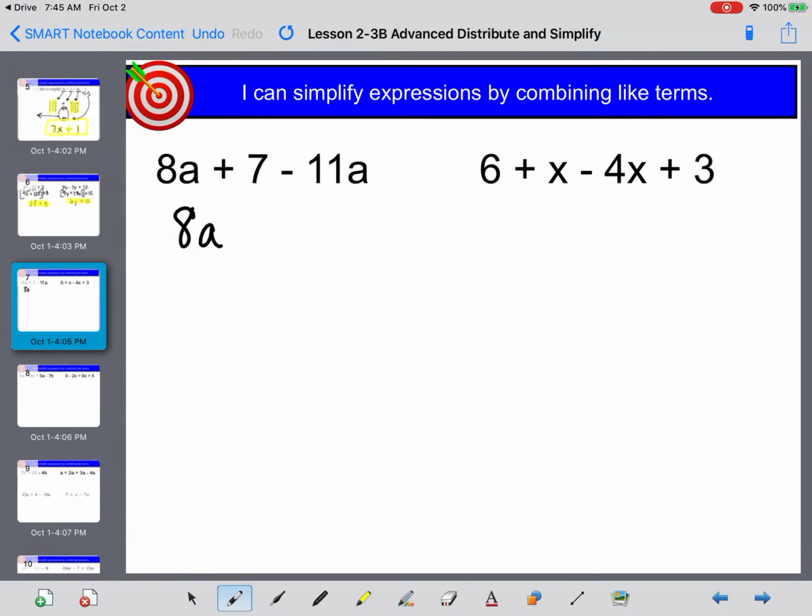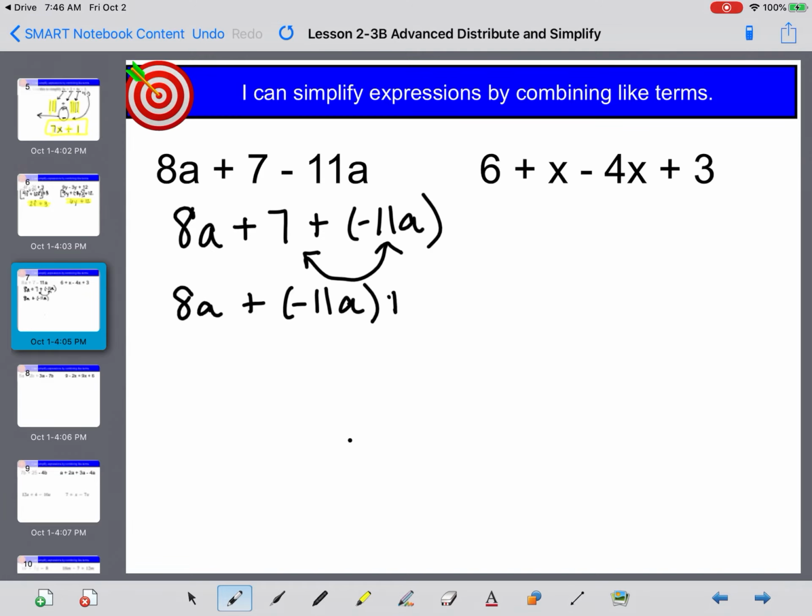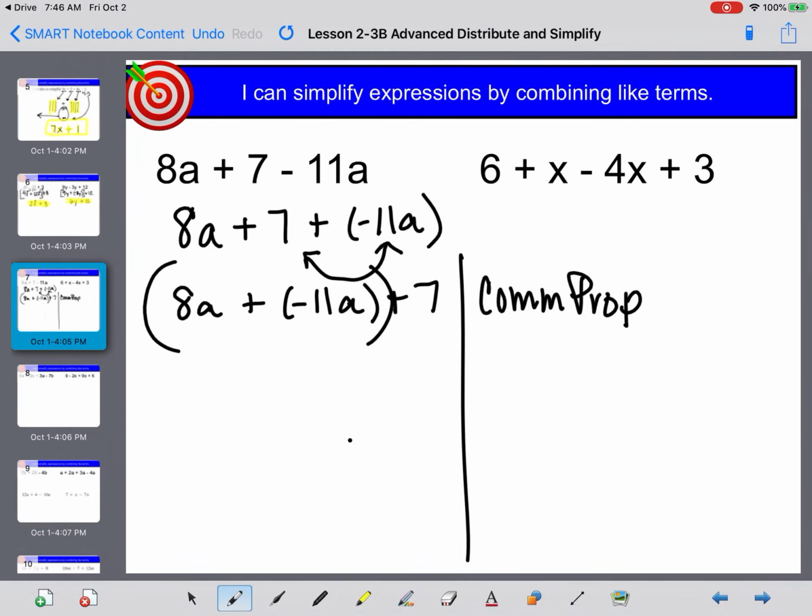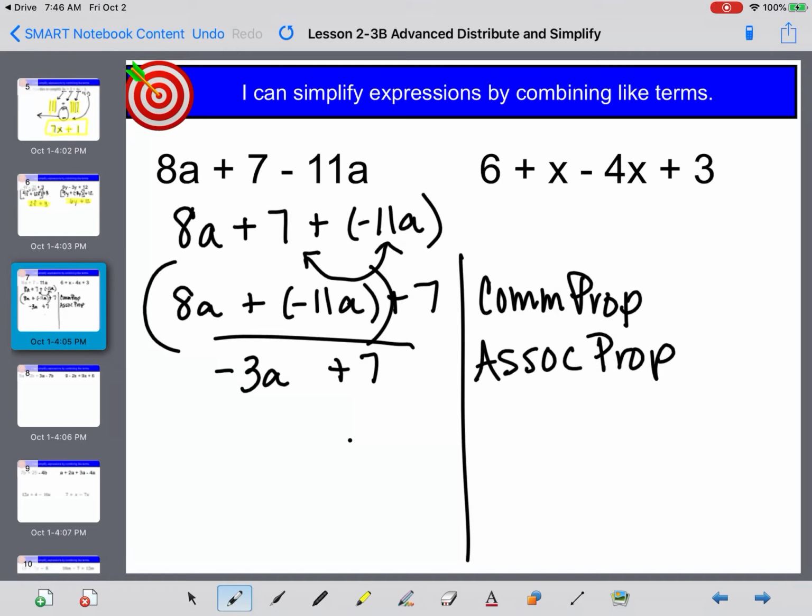All right, for this one, the first thing that I'm going to do is rewrite this as all adding. Then I'm going to use the commutative property to switch the order. Then, that was the commutative property of addition. Then I'm going to use the associative property to group these. That was the associative property that allowed me to group those. And then my answer is just left as negative 3a plus 7.